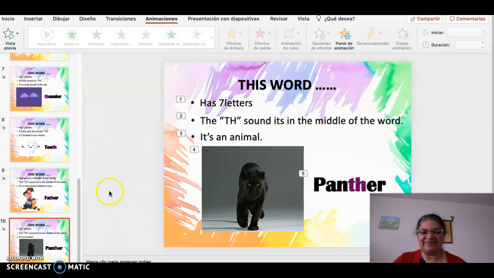Okay, very good. Now, people, that you are ready, we are going to continue working in our notebooks and practicing the oral pronunciation of these th sounds.